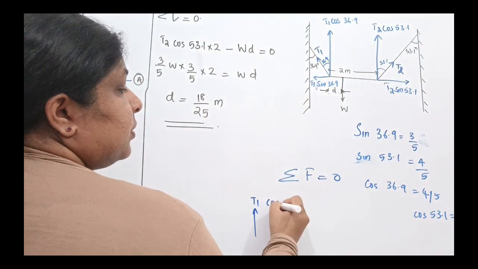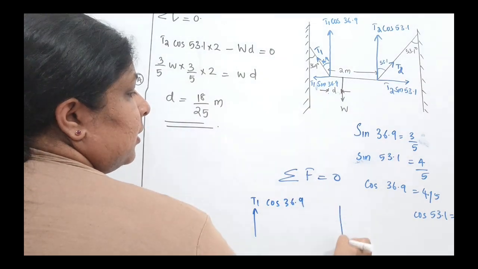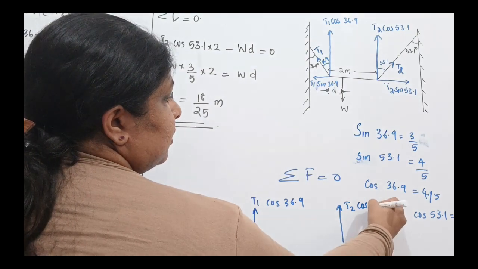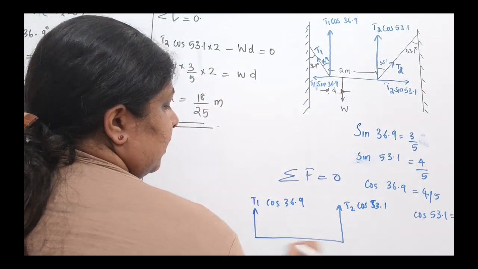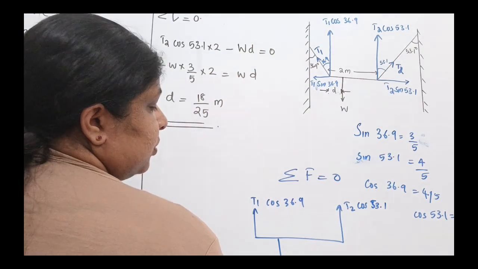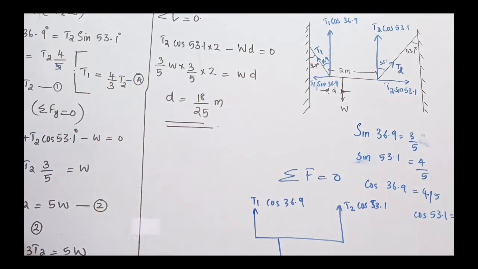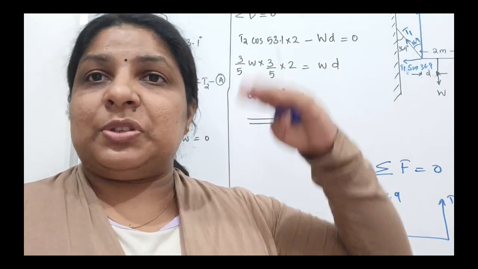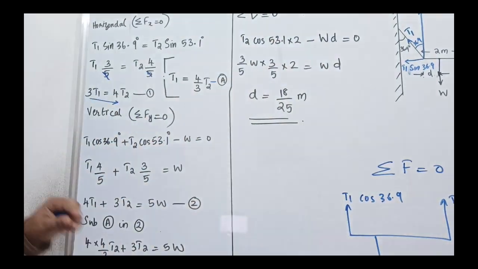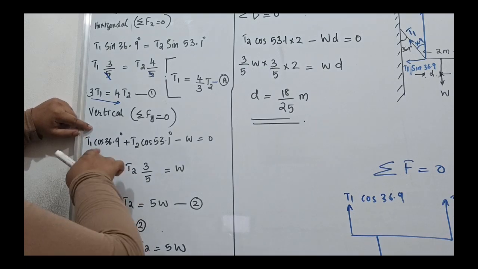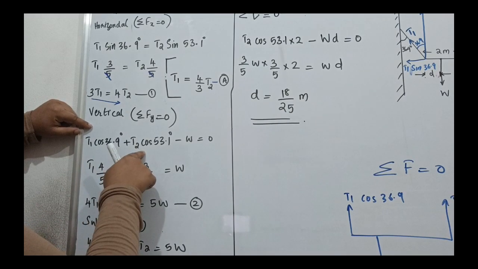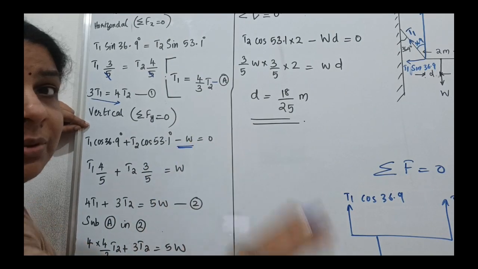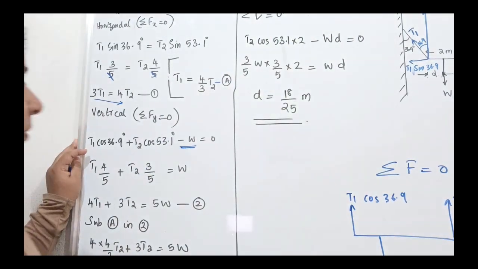T1 cos 36.9, T2 cos 53.1, and down you have W. So these are the 3 vertical forces. Taking upward as positive and downward as negative, the sum of all vertical forces is 0. T1 cos 36.9 plus T2 cos 53.1 minus W. Why is it minus W? Because W is acting in the downward direction.